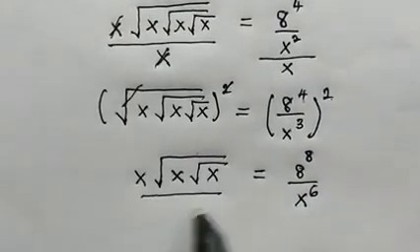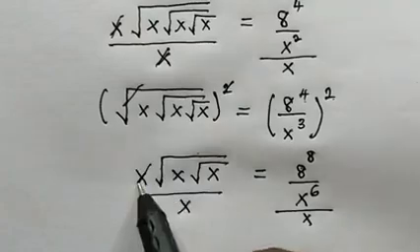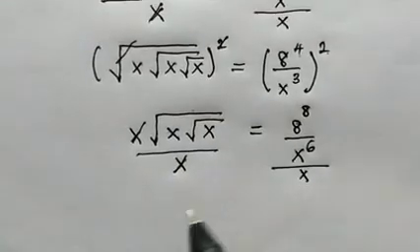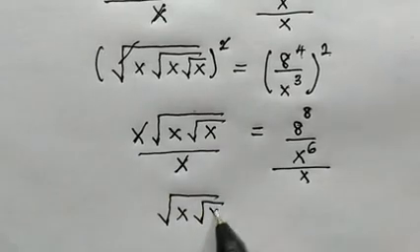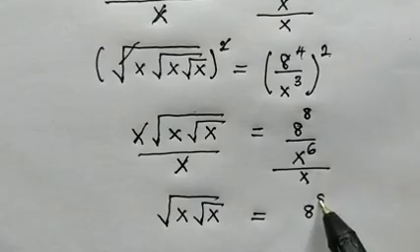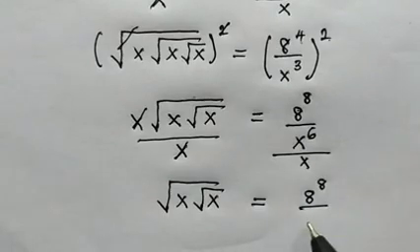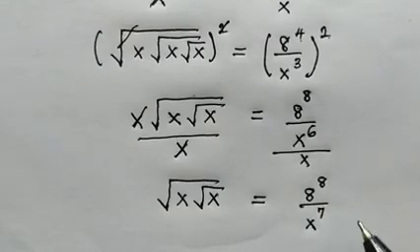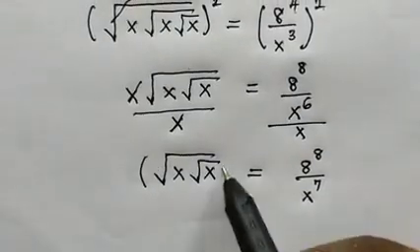Now let us divide both sides by x. So this one, we cancel this one. Then we have the square root of x times the square root of x. So this is equal to 8 to the power of 8 divided by, so remember x multiply x here, we get x to the power of 7. Right? Okay. Now in our next step, let us square both sides.